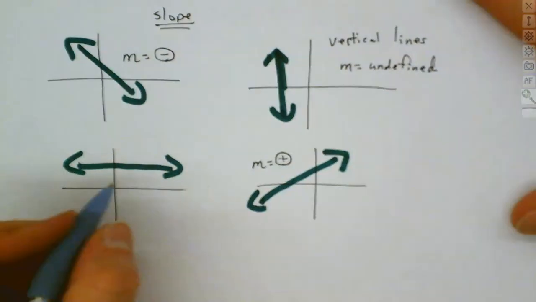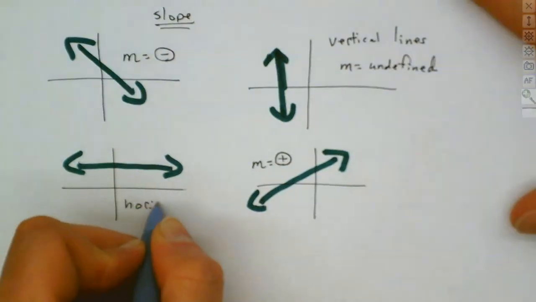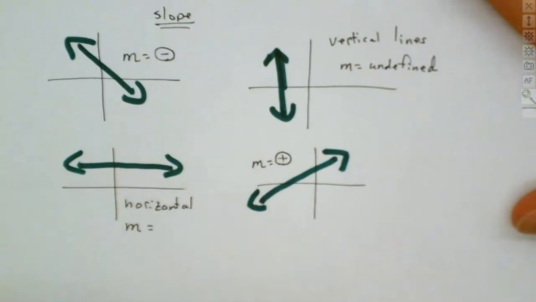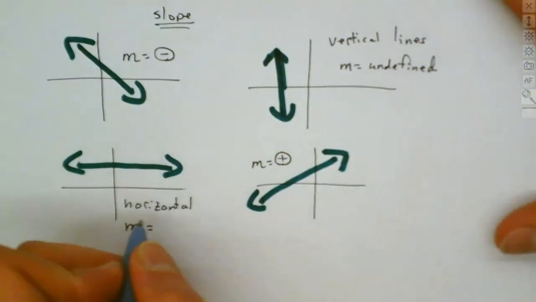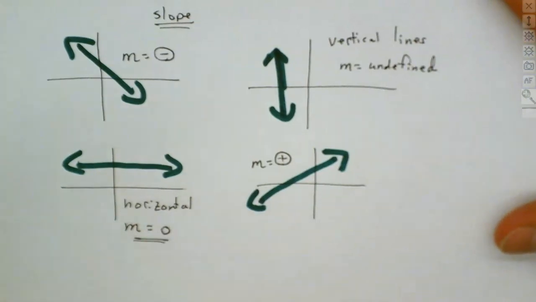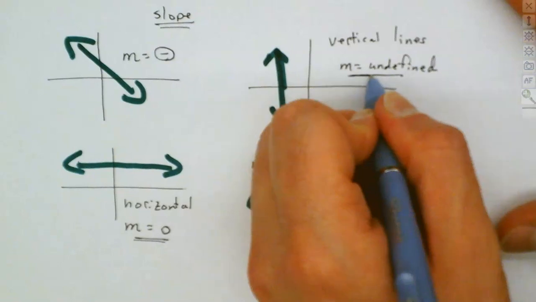What about horizontal lines? This one would have a slope of what? Does anyone remember? This one would be a slope of 0, wouldn't it? Horizontal lines have a slope of 0. Vertical lines are undefined.